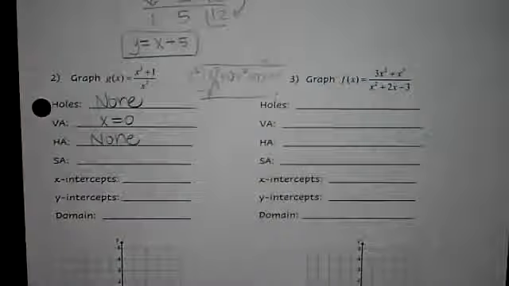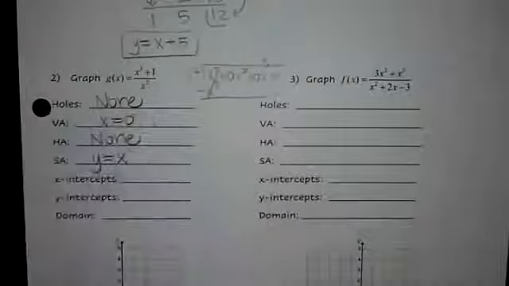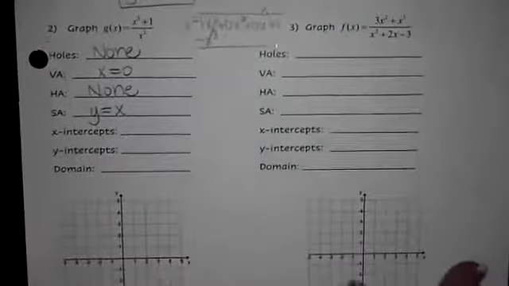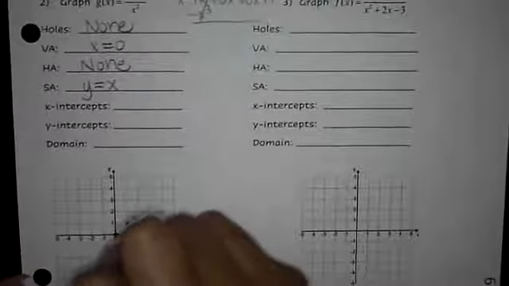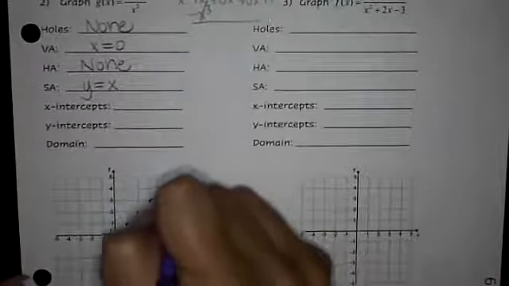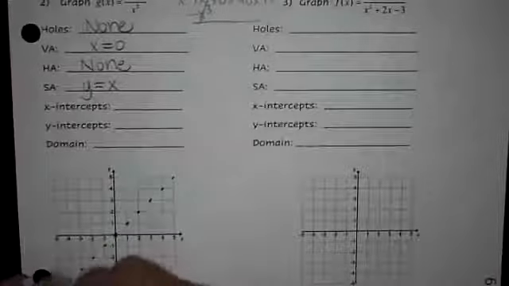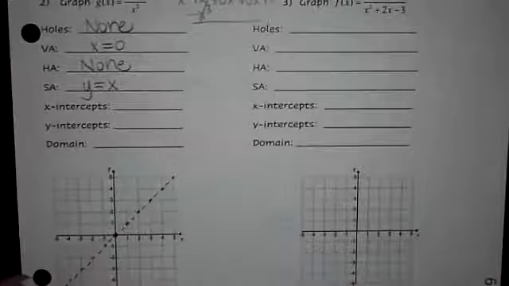So this right here is my slant asymptote. Y is equal to x. That's something you guys should know how to graph because that is the linear parent function. Its y-intercept is 0 and it's got a slope of 1, so it goes up 1 and to the right 1. So here is my slant asymptote. I'm just going to make this with the dotted lines. So there it is.